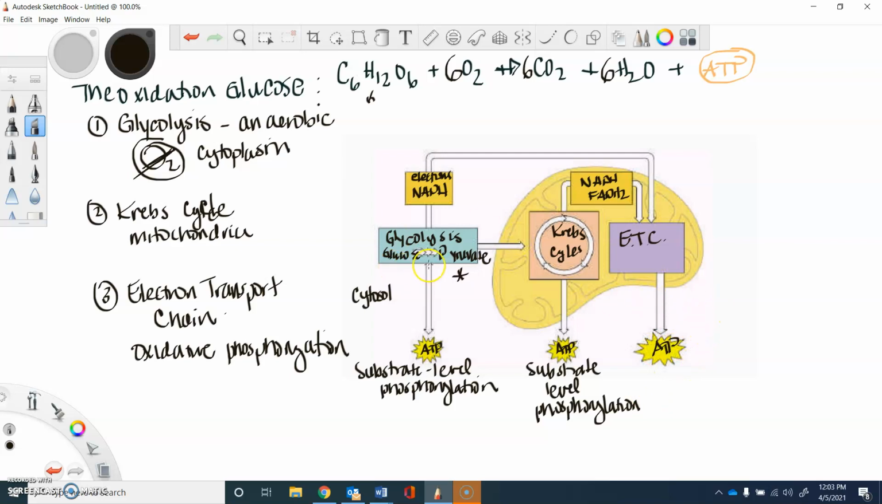So the entire process, the full oxidation of glucose, occurs through these three pathways. So we're going to talk about each one individually.